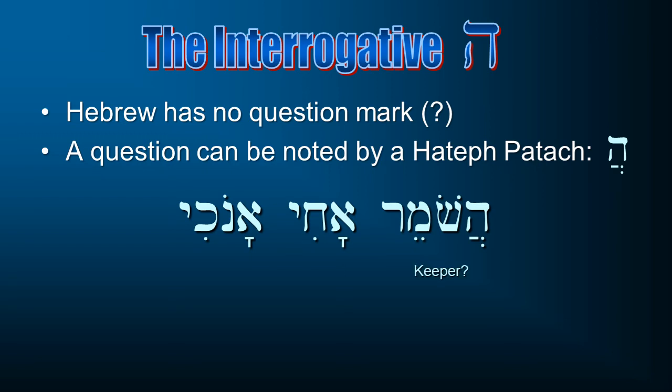So here we have this example, ha in hashumar, and notice it's the word for keeper, but it has that sort of question in the beginning. Ahi, my brother's keeper, ani. I'm sorry, Anoki. So it's asking, am I my brother's keeper? But you can tell it's a question by that hataf patak in the beginning. All right.